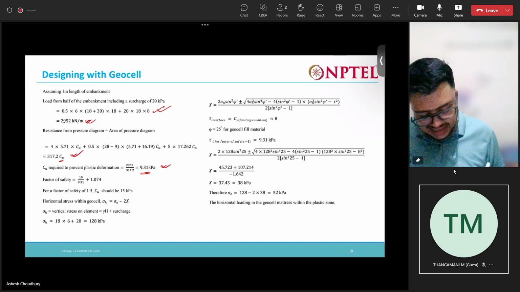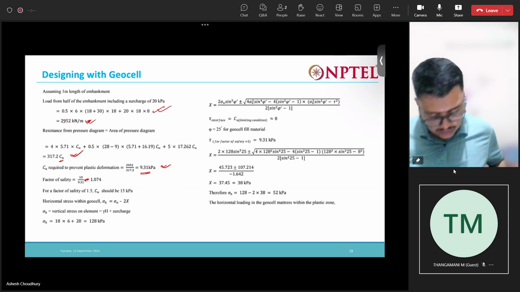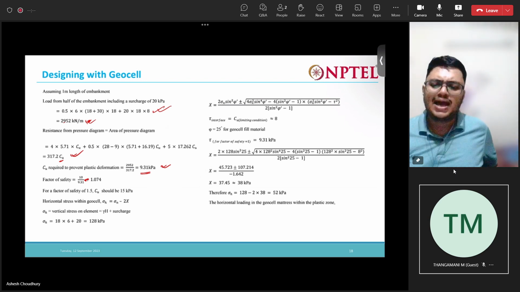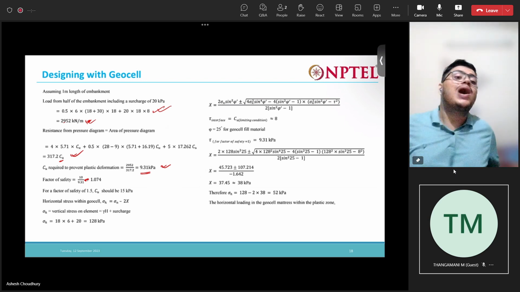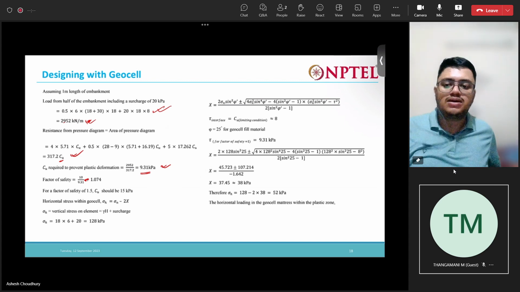Now in that case, what is the factor of safety? It should be equal to 10 by 9.31, which is 1.0074. So if we want the factor of safety to be 1.5, the Cu should be at least 15 kPa. Cu of our soil should be at least 15 kPa. So in this soil, actually, this method won't work. For that, the Cu of the soil should be at least 15 kPa.